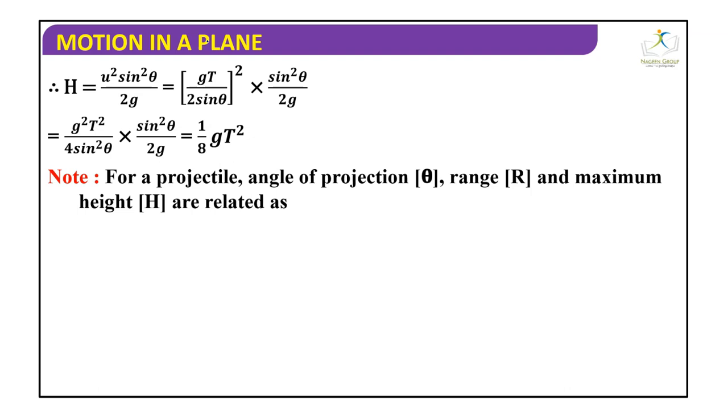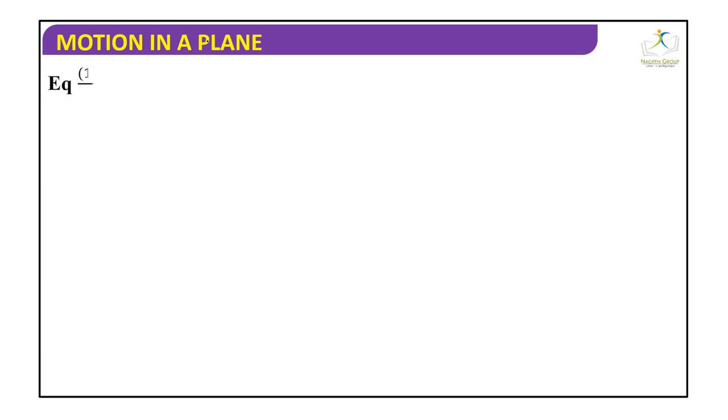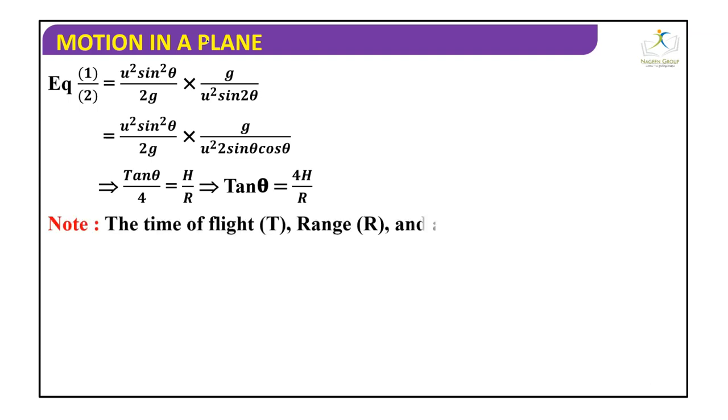From here, we can think of one thing more: for a projectile, the angle of projection θ, range R, and maximum height H are related as tanθ = 4H/R. Maximum height is u² sin²θ/2g, and range is u² sin2θ/g. So equation 1 divided by equation 2, when we solve, we get tanθ/4 = H/R. That means tanθ = 4H/R.